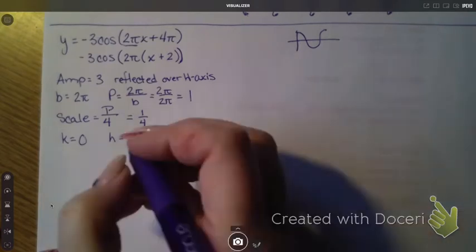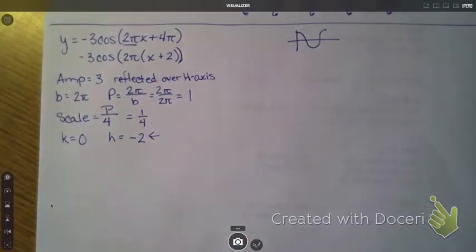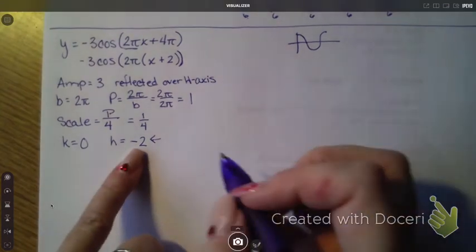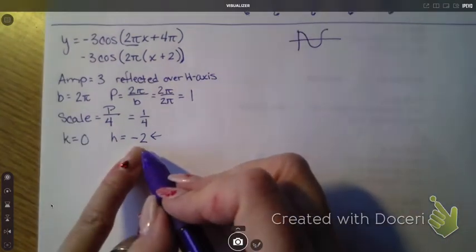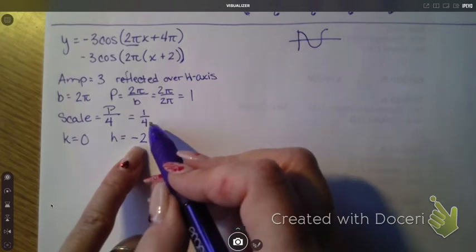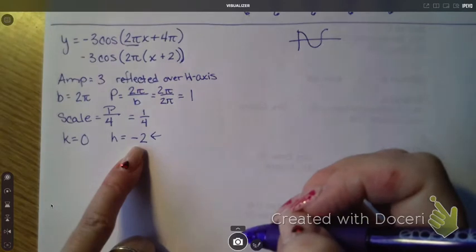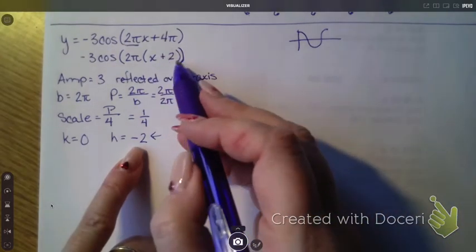Negative. It would go left 2. Left 2, it's negative 2, so left 2. So that means I'm starting at negative 2, and I'm adding what each time? Is it the scale, because of the x plus 2? Did you get negative 2 because of the x plus 2? I got negative 2 because right here.